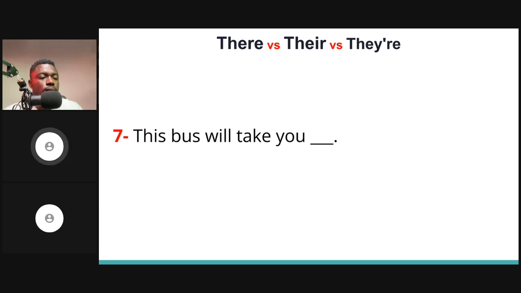The bus will take you there. The first one, sir. Yes, the bus will take you there.